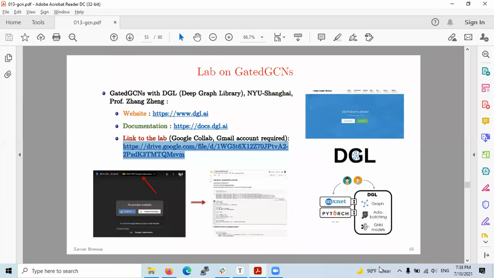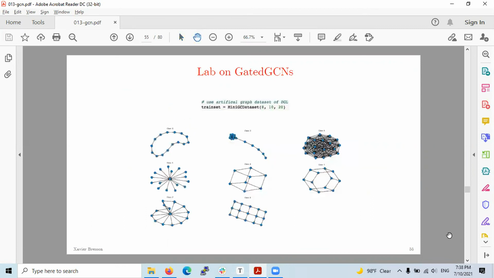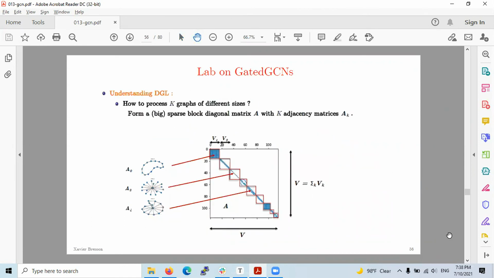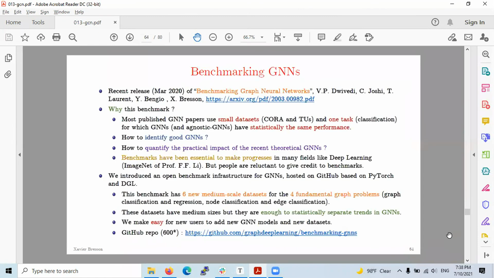Yeah, so this is about gated GCN being implemented in here. So this is an explanation of what the lab code talks about, and yeah, we'll probably go into the details of it next week. Here he talks about benchmarking GNNs.